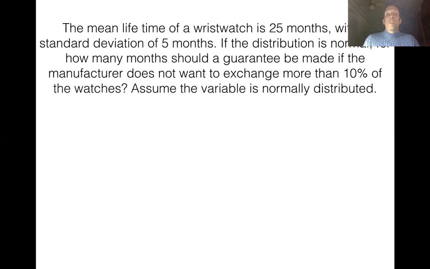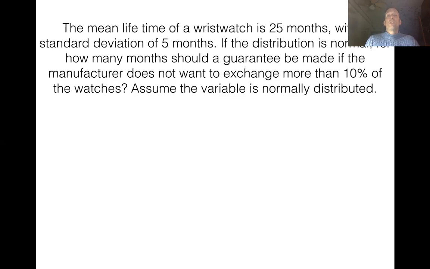So after the first 10% of the watches are exchanged, the warranty is, as if by magic, going to be timed so it expires exactly then. So how do you figure this out? How many months should the warranty be for? Exactly 10% of the watches are going to die by the time the warranty expires.